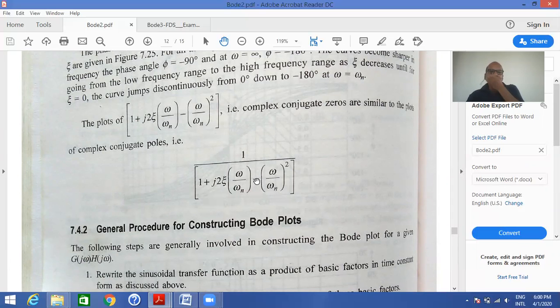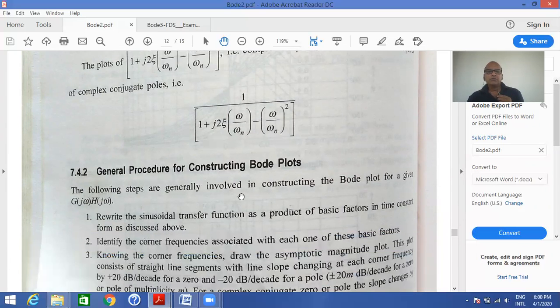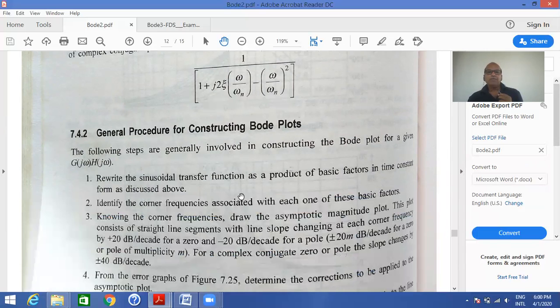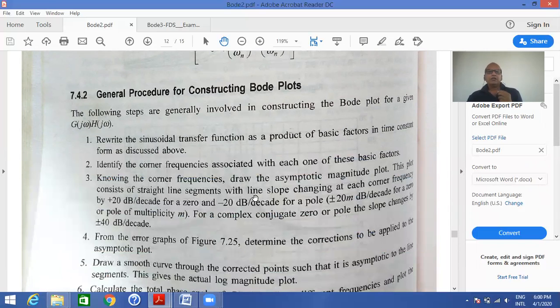Then what is the general procedure for constructing the Bode plot? At the beginning of the video lecture of Bode 1, I already said: consider the open loop transfer function of the system. Then convert it into the sinusoidal transfer function just by replacing s equal to j omega.